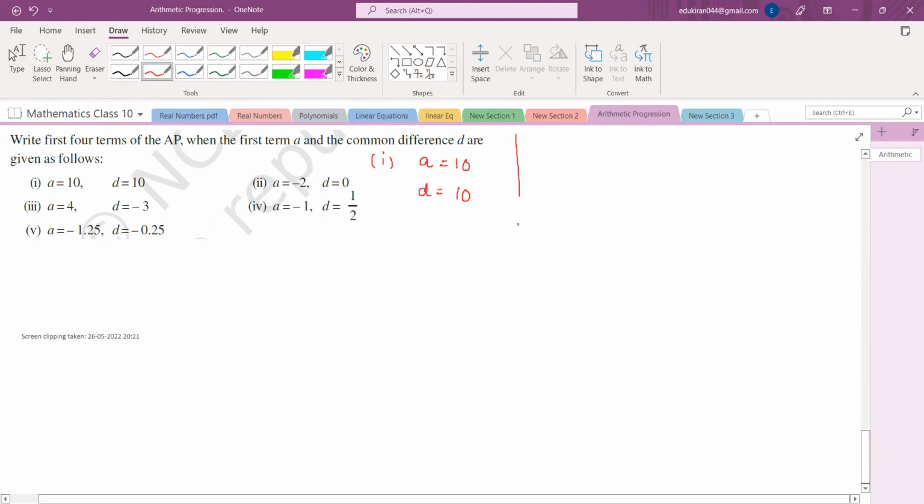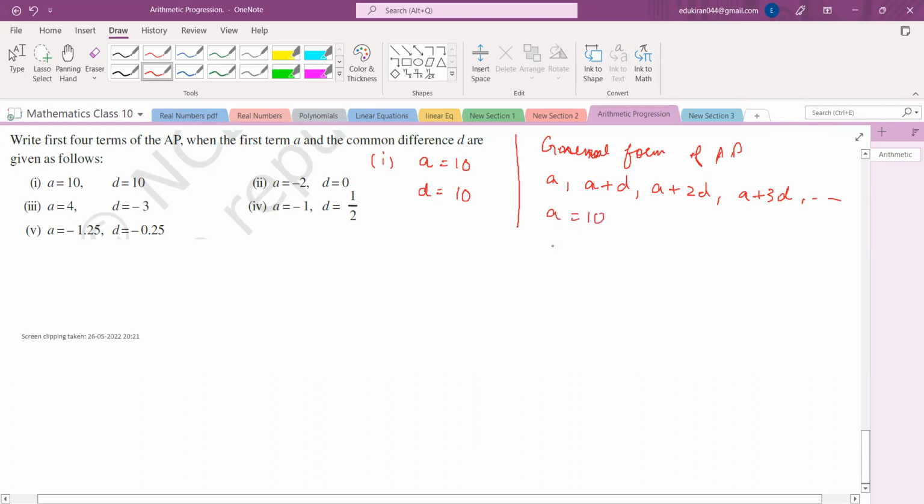There are two methods of doing it. What is the general form of AP? It is A, then the next term is A plus D, the next is A plus 2D, then A plus 3D. These are the first four terms. So either you can write it like this.